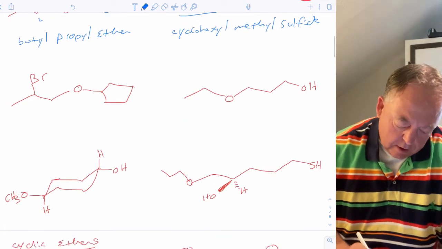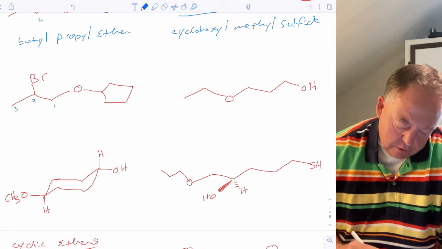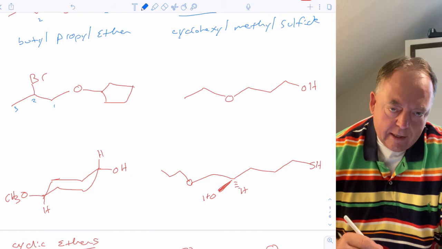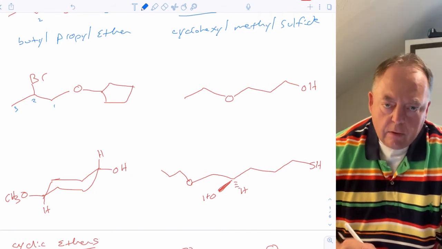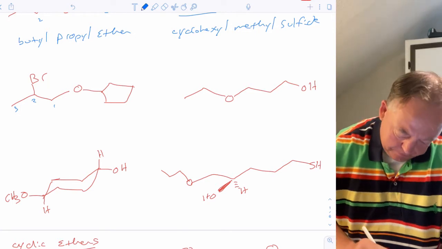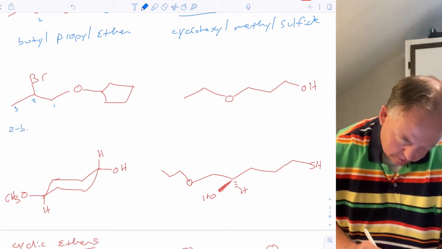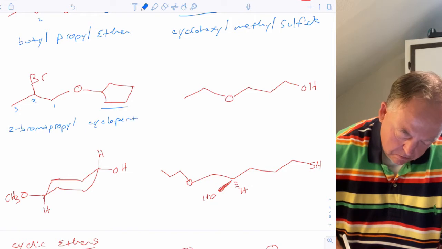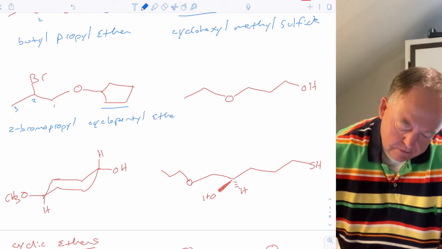Okay, so a little bit more complex. So 1, 2, 3. So you would name this alkyl group just like you would normally. So you would have a propane as the parent with a bromine on carbon number 2, but then that would become 2-bromopropyl. And then on this side, cyclopentyl, and then ether.